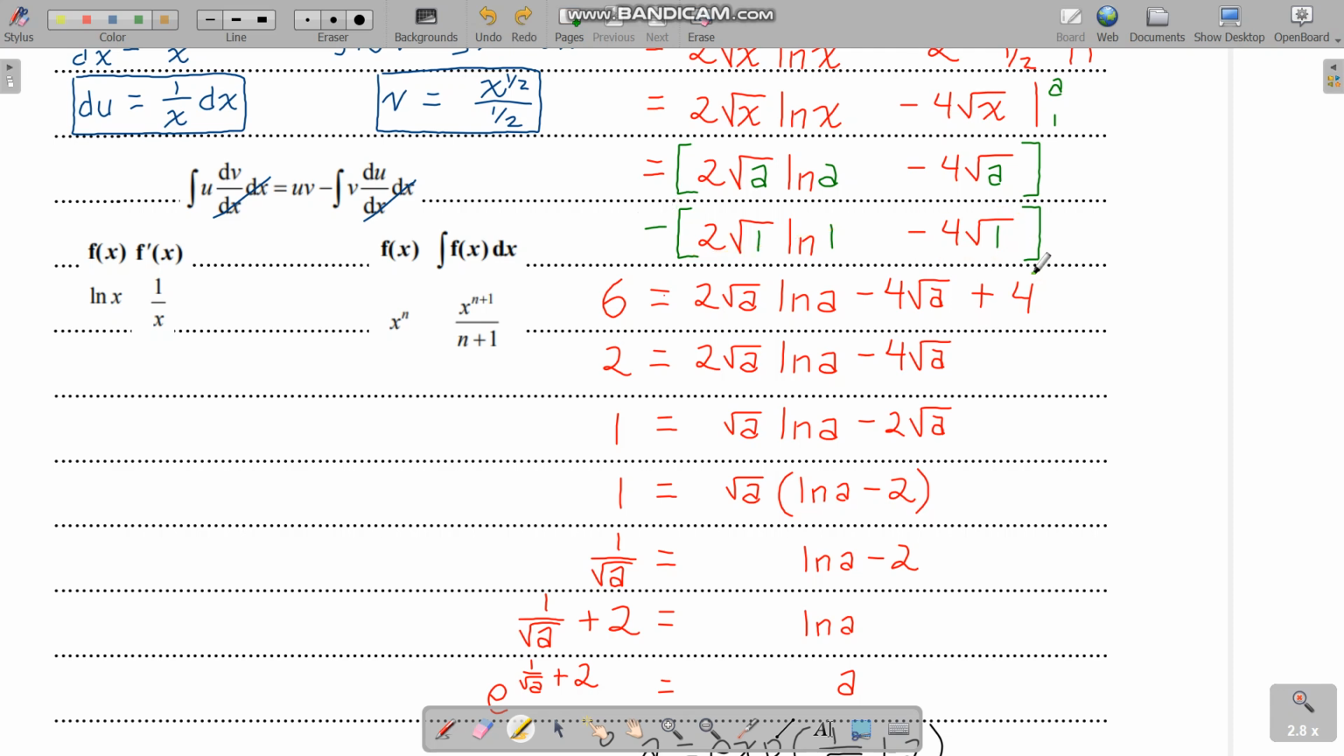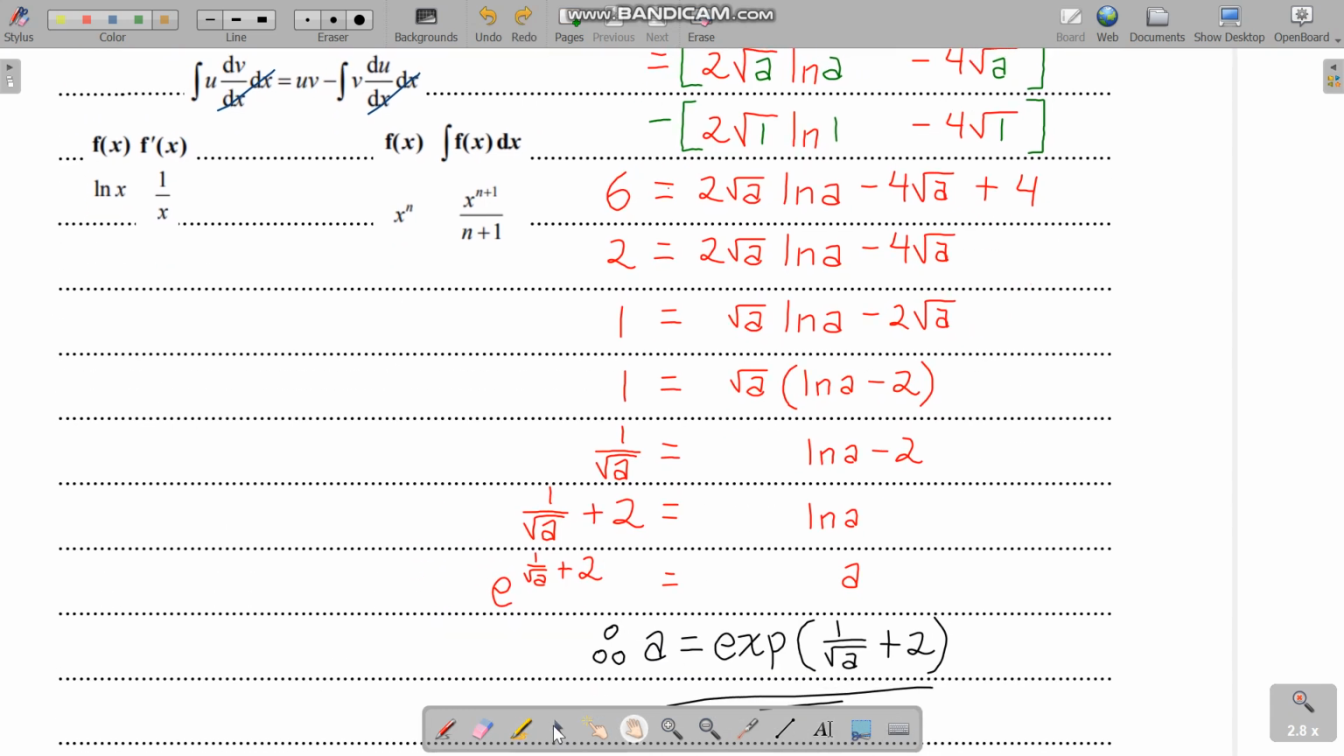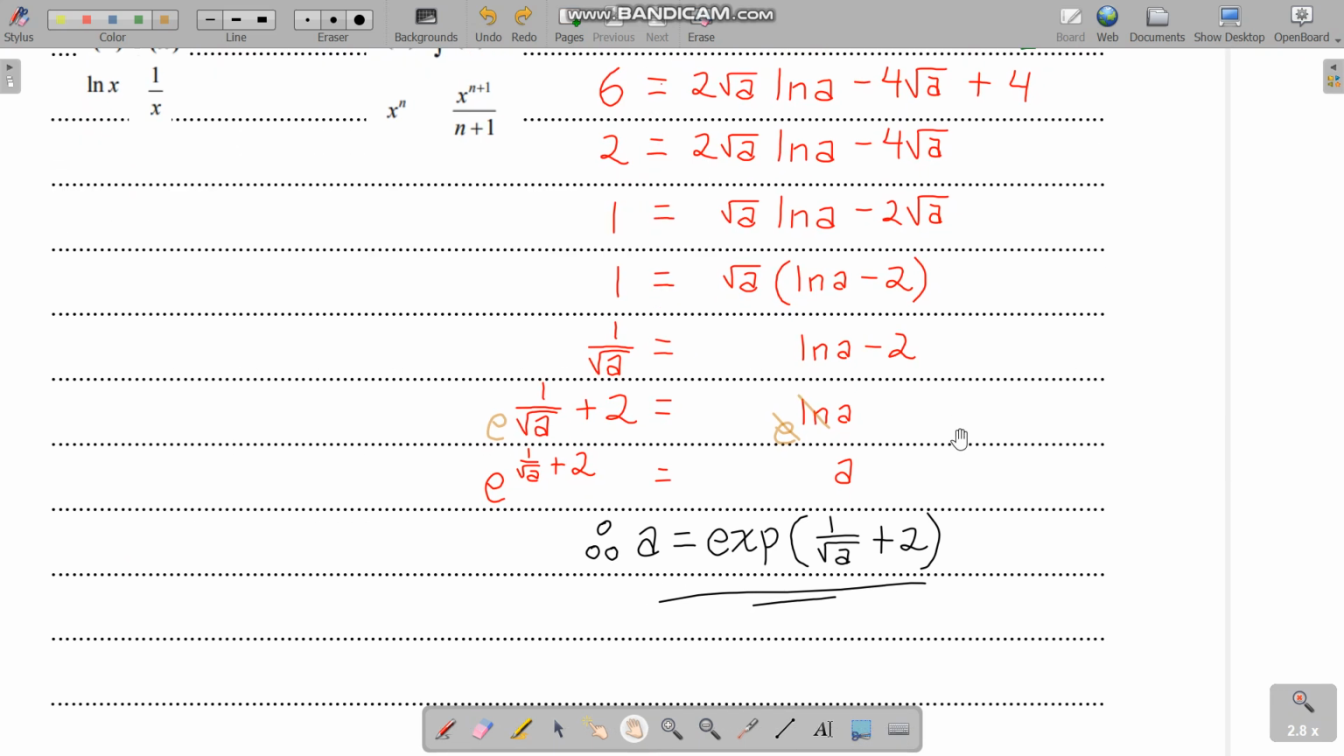Alright, so we subtract 4 from both sides, and then we divide both sides by 2. You get this, and then we factorize the square root a, and then we divide both sides by root a, and then we add 2 to both sides, and then we do e to the power of, so that we get only a on the right, and this is what we need to prove.